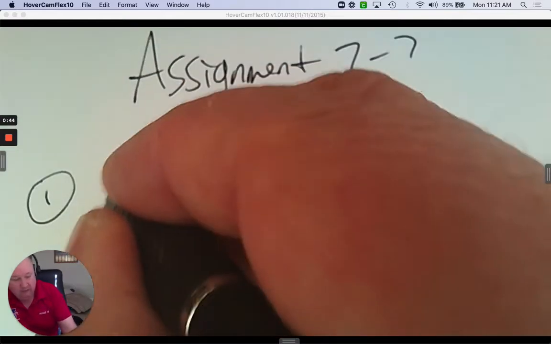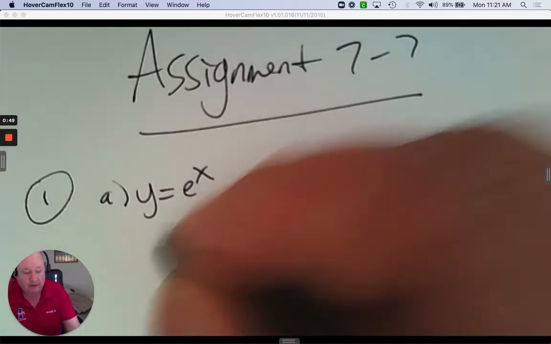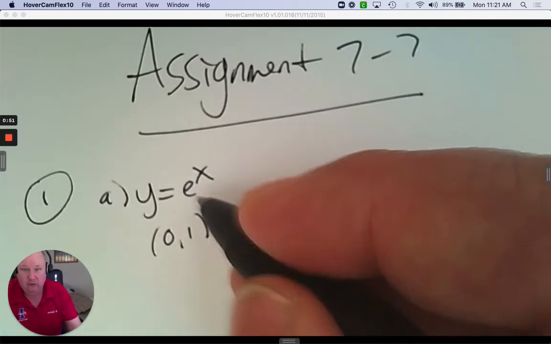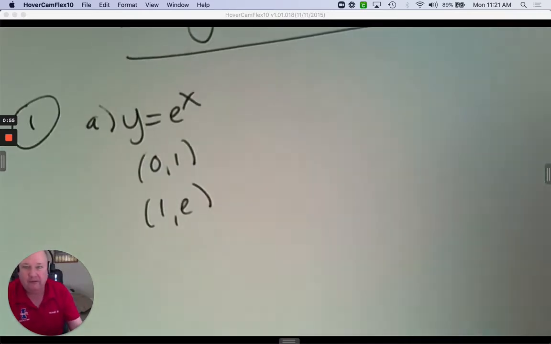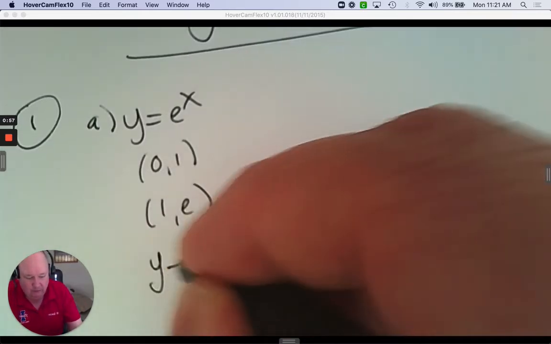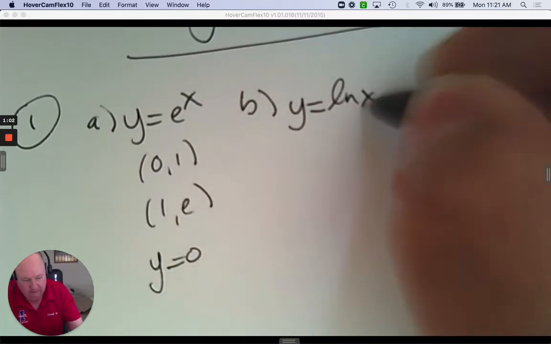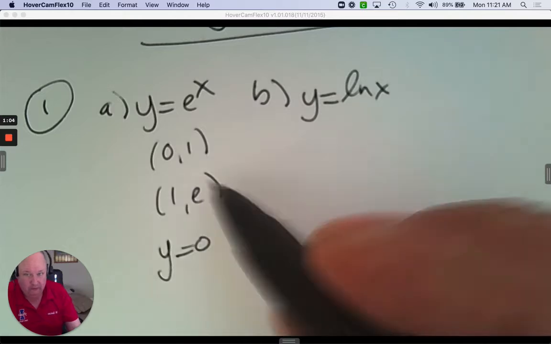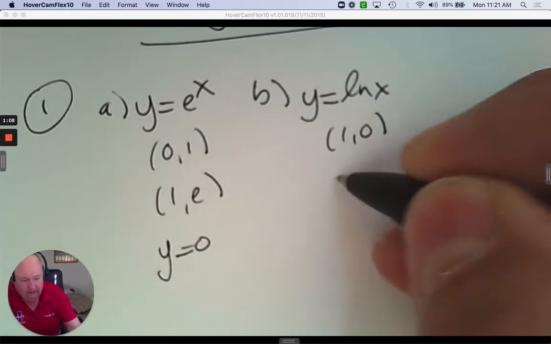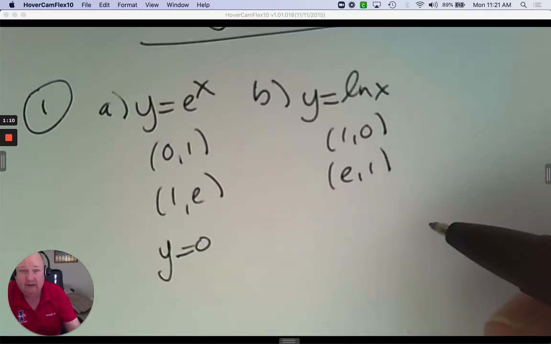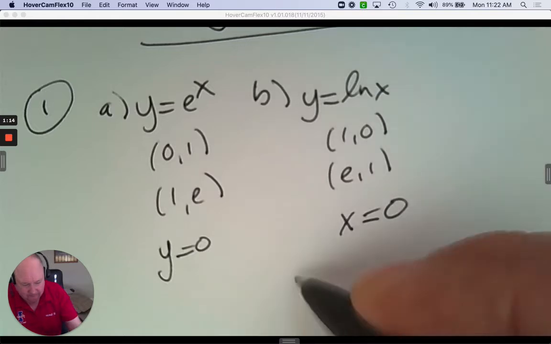Okay, so A is, can you graph y equals e to the x? One point on that is (0, 1), and the other is (1, e), which is about 2.7. And the asymptote is at y equals 0. On the same graph, we're going to graph y equals ln x. These are inverses of each other. So if (0, 1) is on e to the x, then (1, 0) is on ln x, (e, 1) is on ln x, and instead of y equals 0, it would be x equals 0.